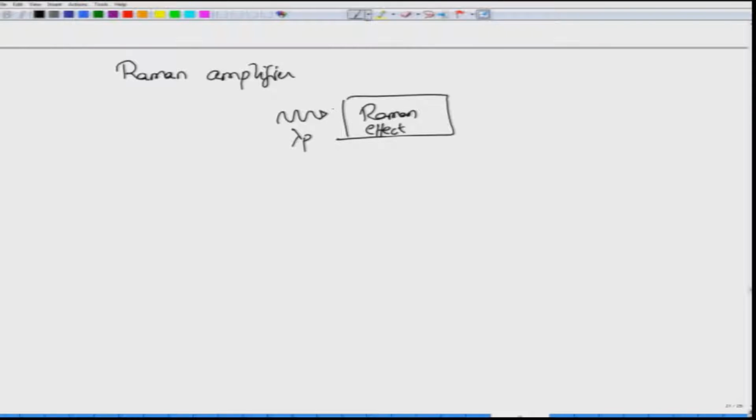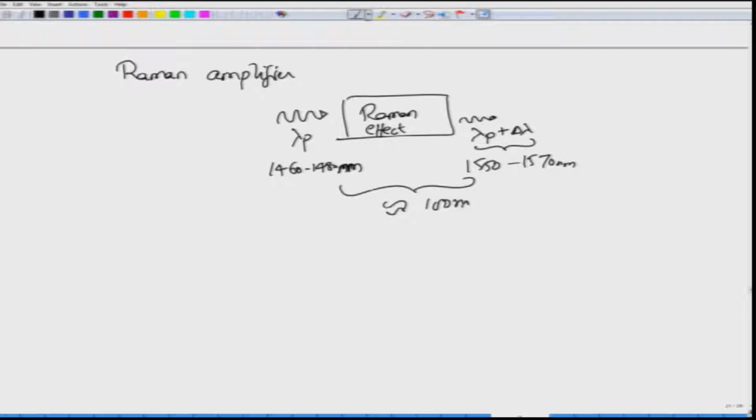Well, this input photon generates another photon at a wavelength which is a certain wavelength higher. So, this is called the Stokes shifted photon, and in optical fibers you can see this effect when lambda p is around 1460 to 1480 nanometer. The corresponding Stokes shifted photon, which is a kind of amplified version, will actually be around 1560 to 1570 nanometer. There is approximately 100 nanometer difference.